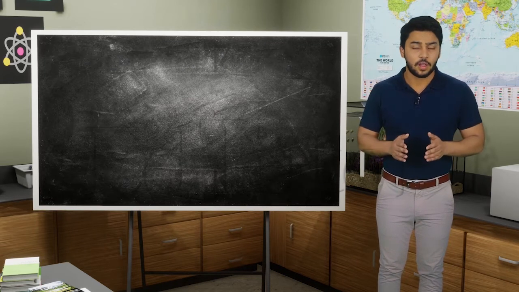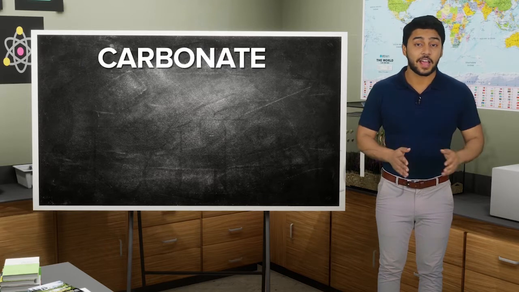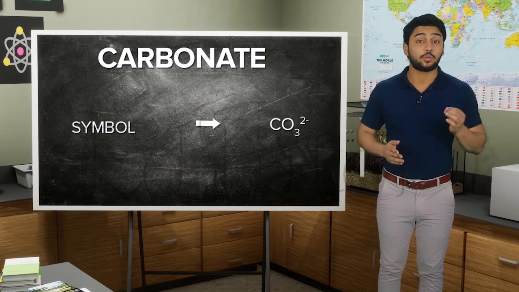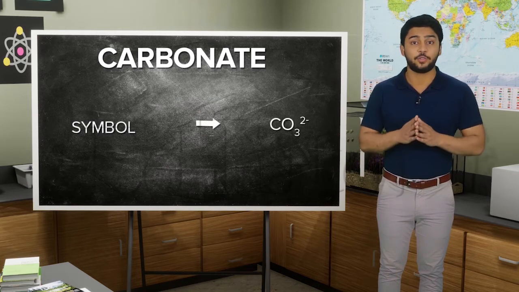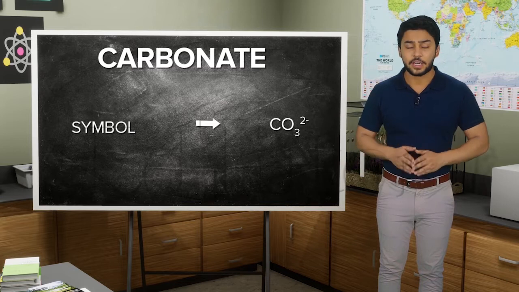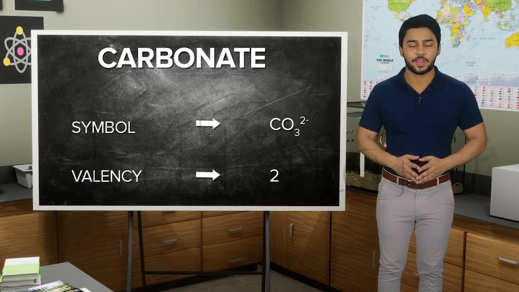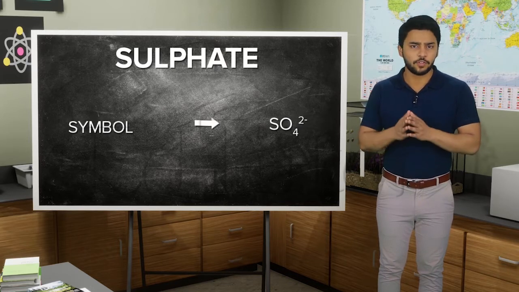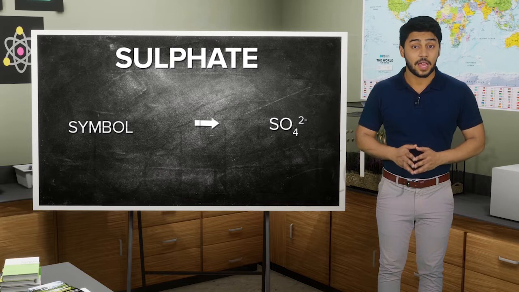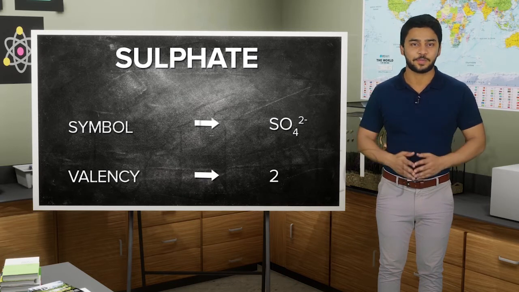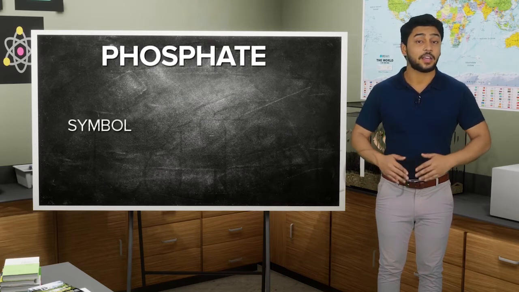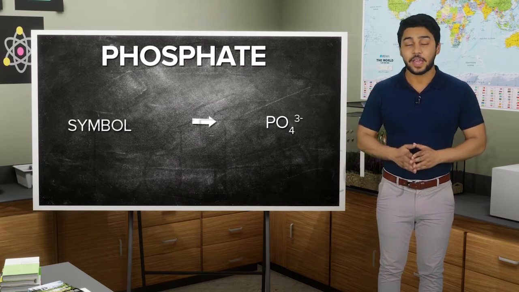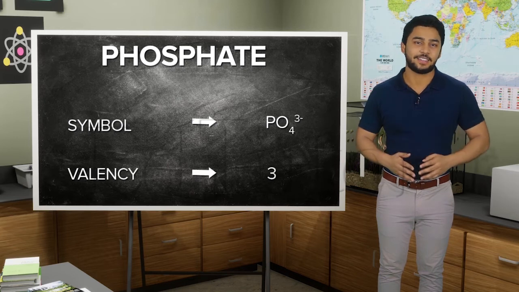If you observed, carbonate on the other hand has a slightly complicated valency with the formula CO3 and a negative charge of 2. This means its valency is 2. Here you can see sulfate with the formula of SO4 2 negative and a valence value of 2. Lastly, there is phosphate PO4 3 negative, so its valency will be 3.